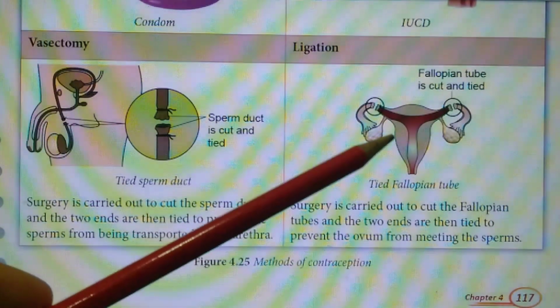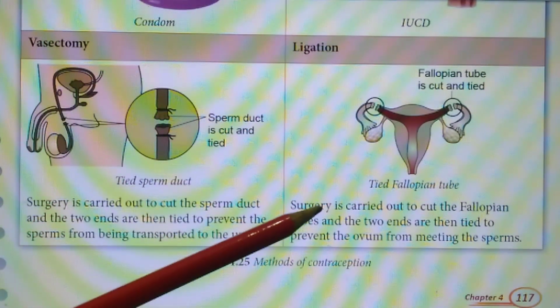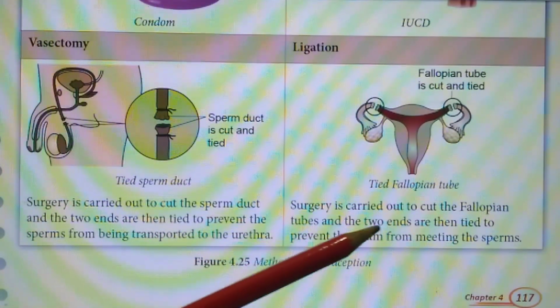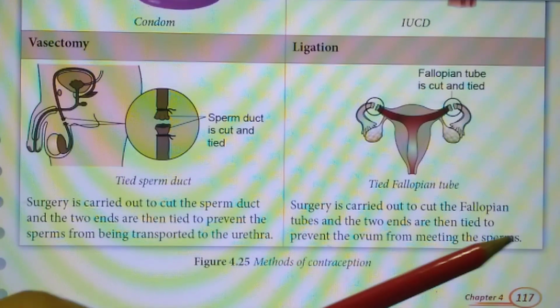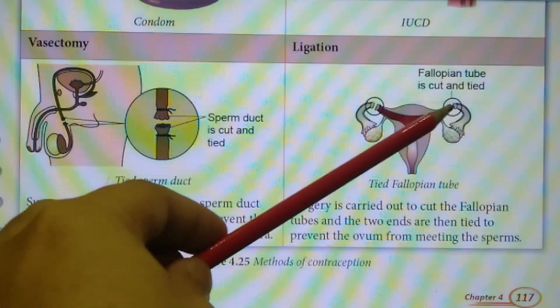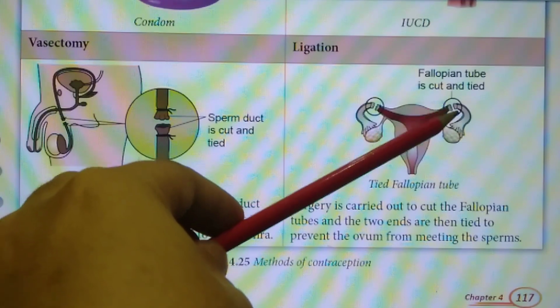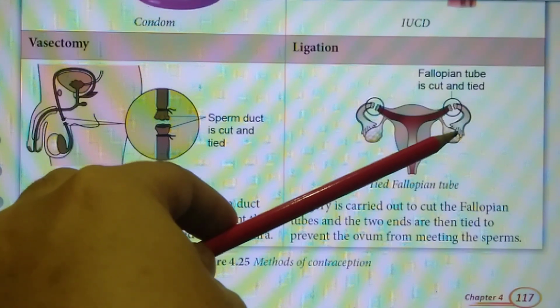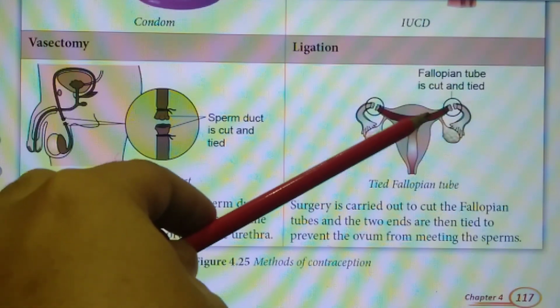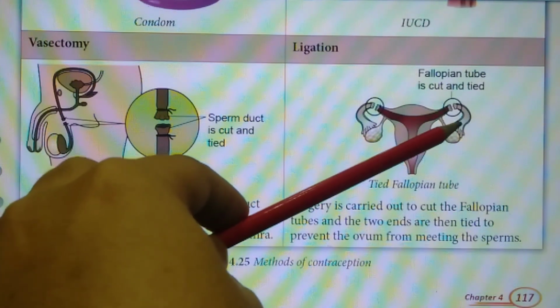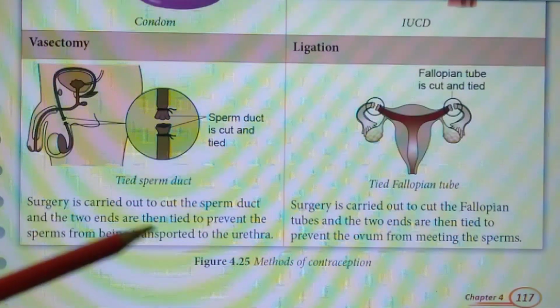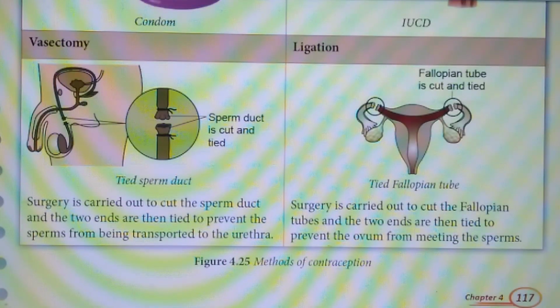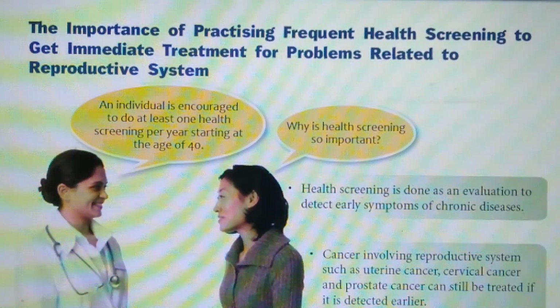Same concept for the female. We call it ligation, in which surgery is carried out to cut the fallopian tubes, and the two ends are then tied to prevent the ovum from meeting the sperm. So this is a fallopian tube. At this fallopian tube, this part will be cut, and then both ends will be tied, and this will prevent the ovum that we release from the ovary from meeting with the sperm. So when the sperm come through this fallopian tube, they cannot meet with the ovum that is produced. So this is the process of surgery.